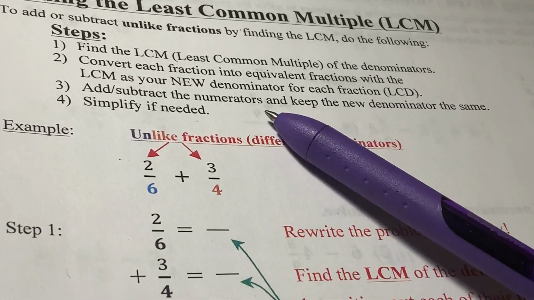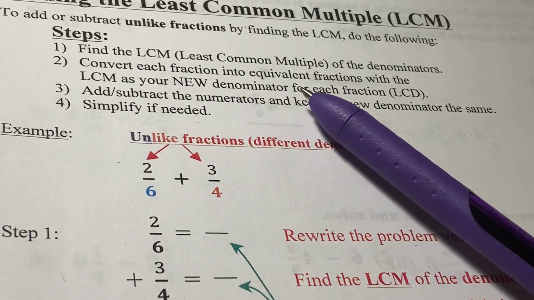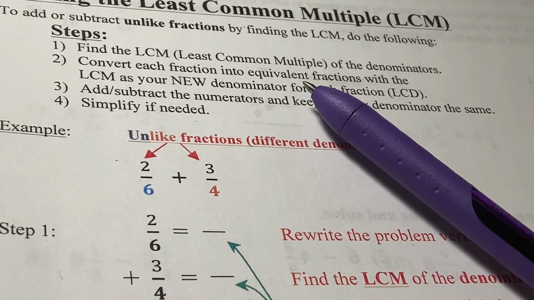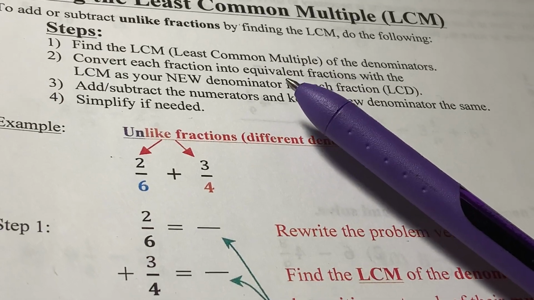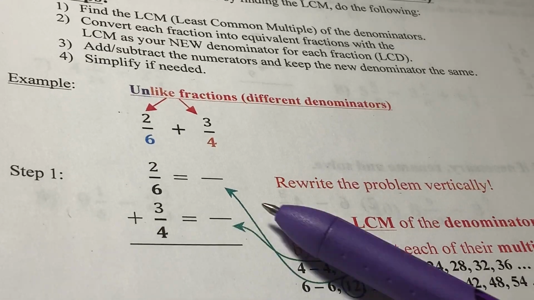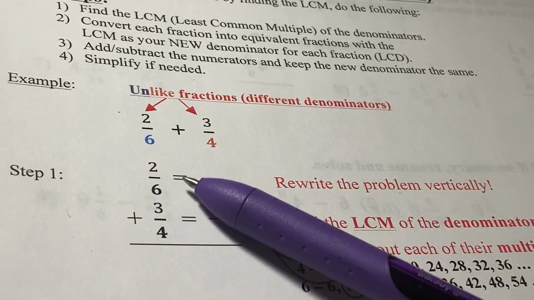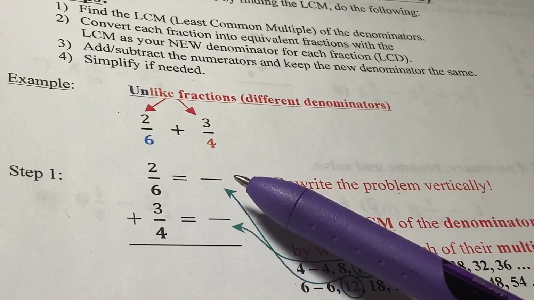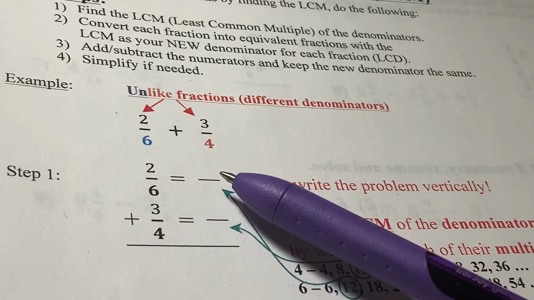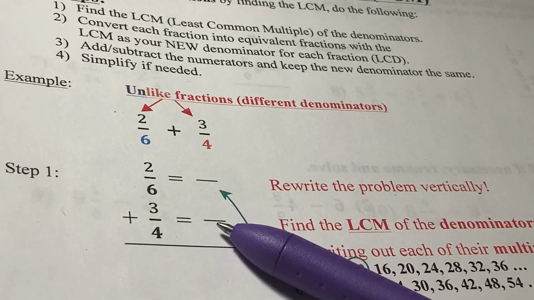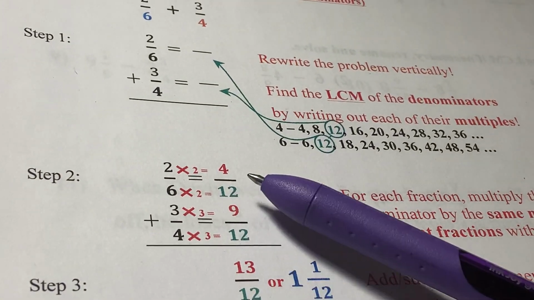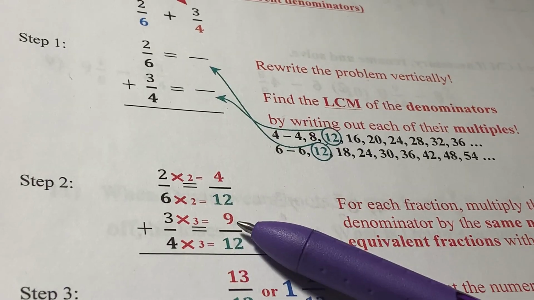Now you might say, wait, Mr. Barbier, you said that earlier, right? Convert each fraction into equivalent fractions with the LCM as your new denominator for each fraction. What do you mean by equivalent fractions? The word equivalent means equal. So ladies and gentlemen, what I want you to understand is this: when we put that 12 here and that 12 here, I'm taking 2/6 and converting it into a different form, but a form that's equal to 2/6. So if I put 12 here and 12 here, look at my next step. Boom. 12 is now my LCM, and that becomes my LCD, least common denominator, right?